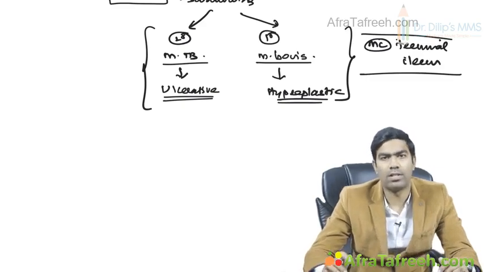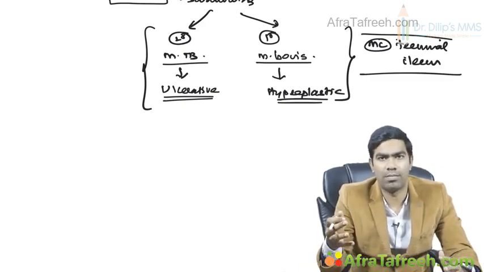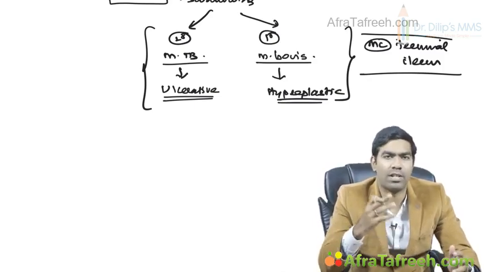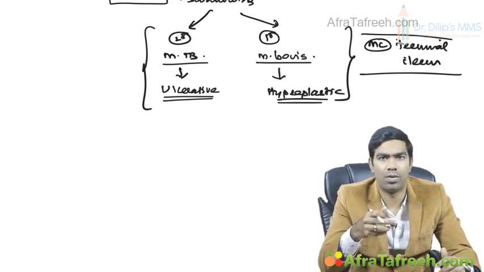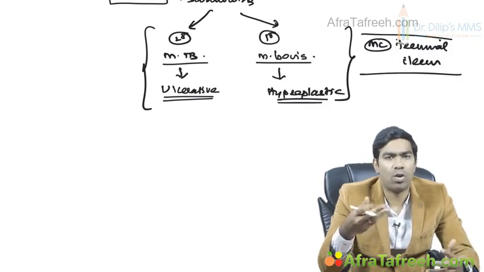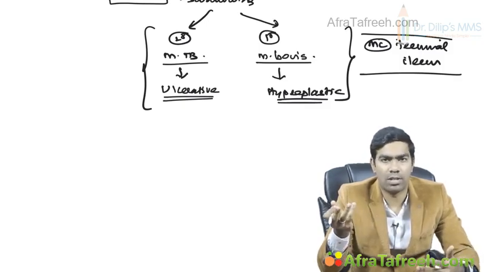It's because of two reasons. One is the natural anatomy of the terminal ileum. In the terminal ileum, you have the ileocecal valve, which provides a very sluggish flow for the digested food. So the contact of the organism with the intestinal wall in the terminal ileum is more, so there is a greater chance of infection there.